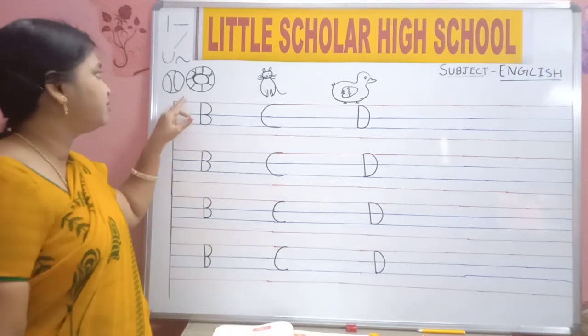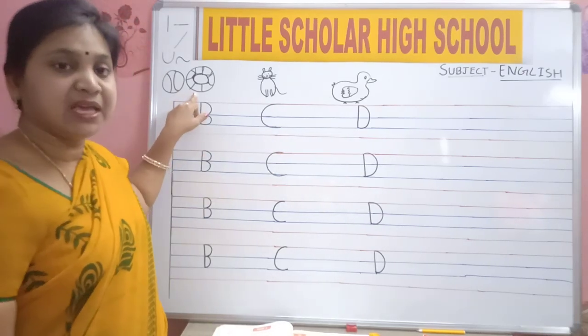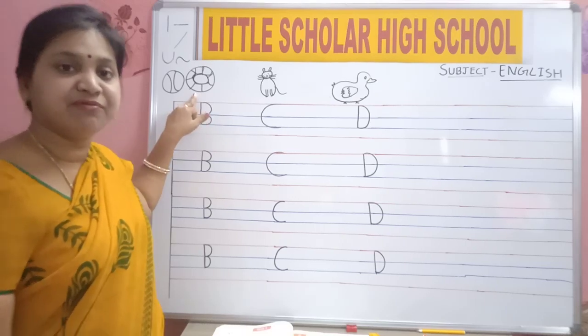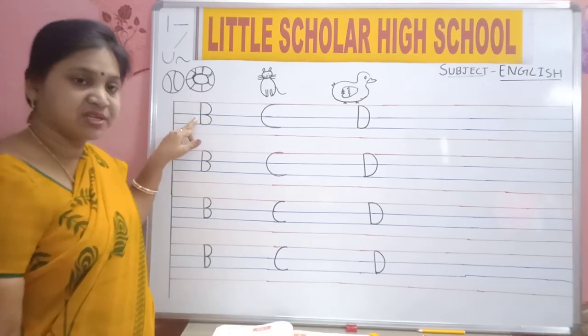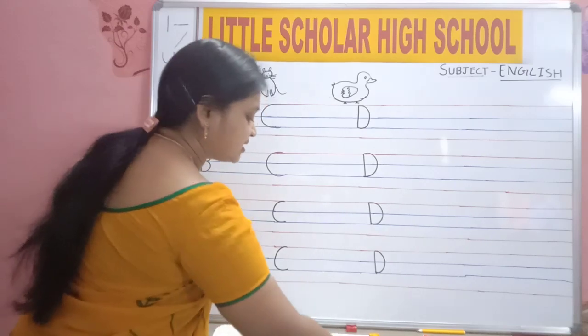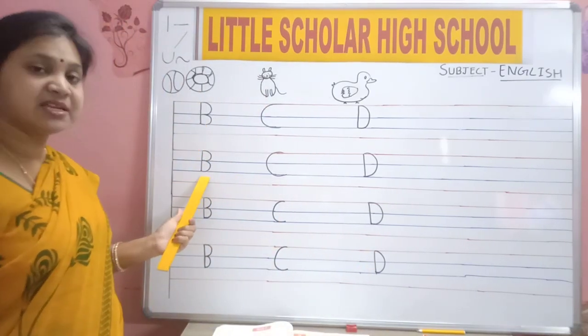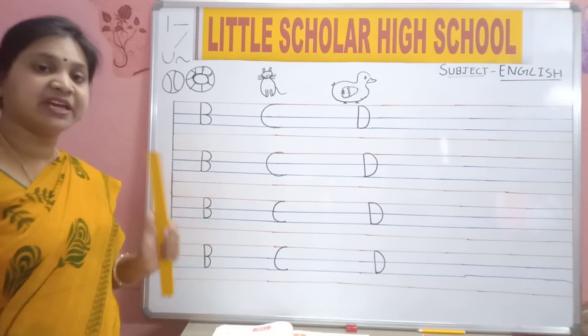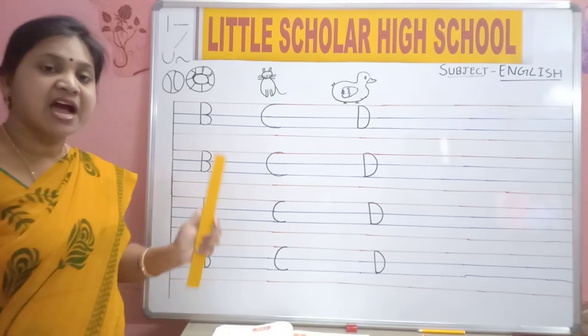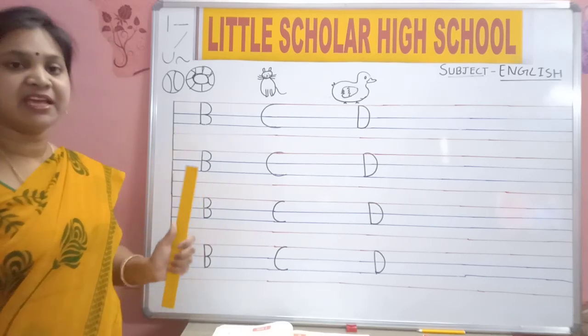Now shall we read? What is this? B. B for ball. What is this? B. Which letter is this? B. After A. A is the first letter. After A, B.